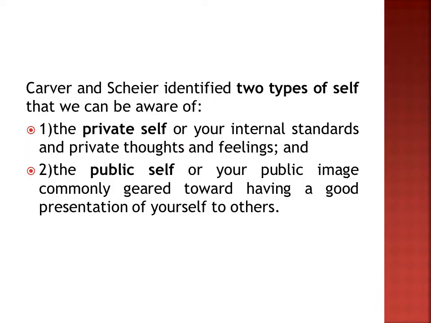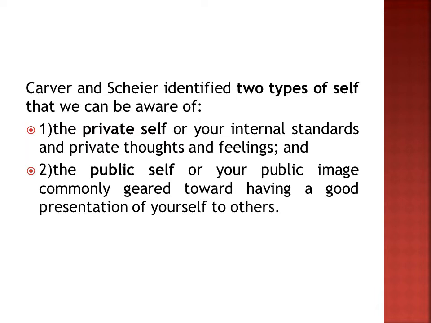Okay, so in our last video, we were able to discuss self-awareness. Now, let's continue on about self-awareness. Carver and Scheier identified two types of self that we can be aware of. Number 1, the private self. Number 2, the public self. Let's go to the private self.